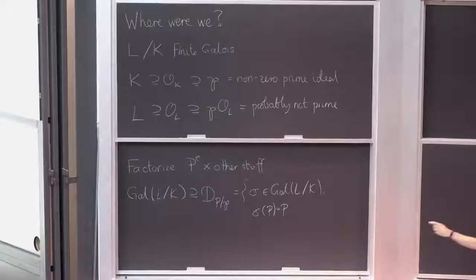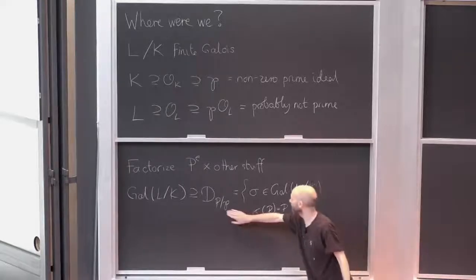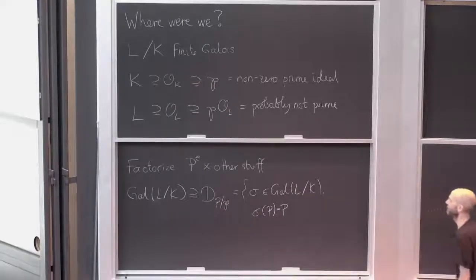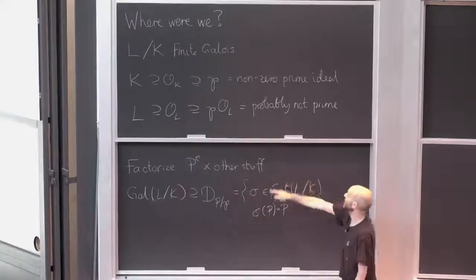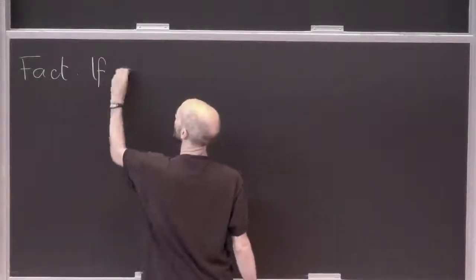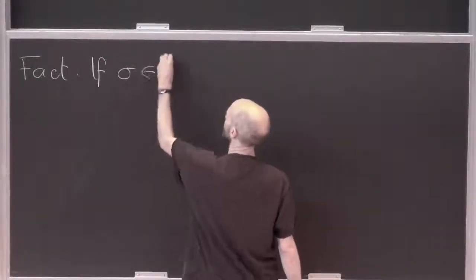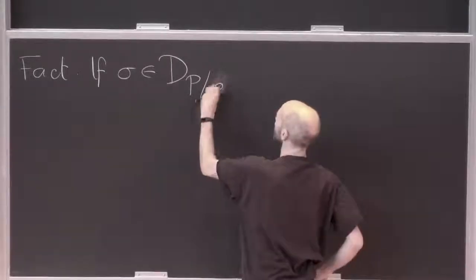So this is the original plan. We have Gal(L/K) contains this D. So remember, I choose a random prime downstairs. Curly P is a prime ideal of K, and then capital P divides curly P, and I suddenly have this subgroup. Okay. So this fact that I alluded to last time: if I've got sigma in this subgroup, D_P over p, then what does that mean?